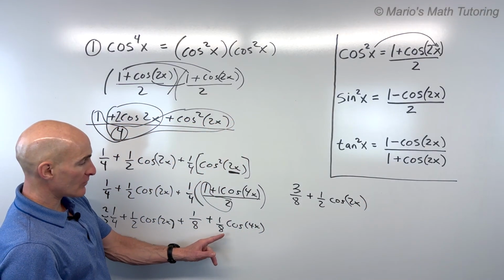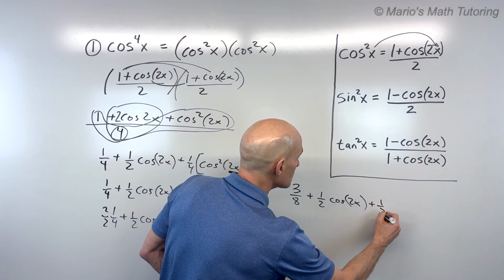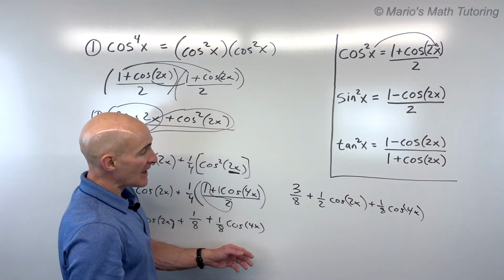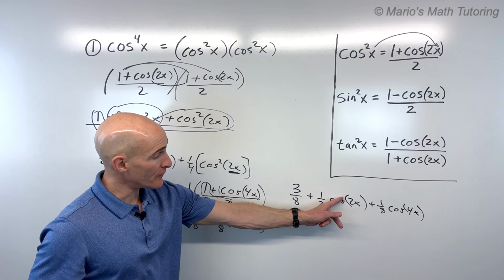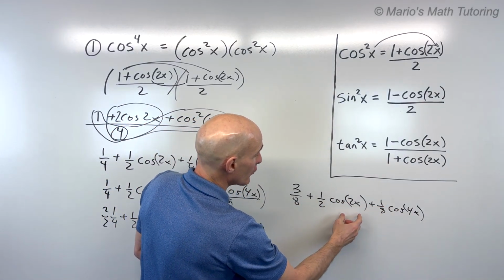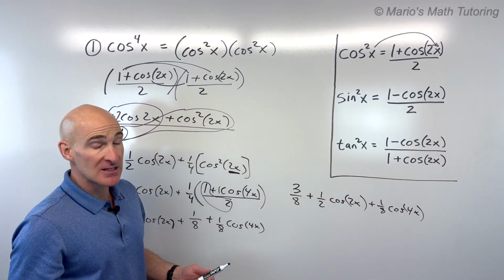And we have 1/8 cosine 4x. And that brings it down to just a cosine to the first power. The only thing is you don't want to make a mistake of trying to combine these. This is cosine of 4x, this is cosine of 2x. That's as far as we can go with this one.